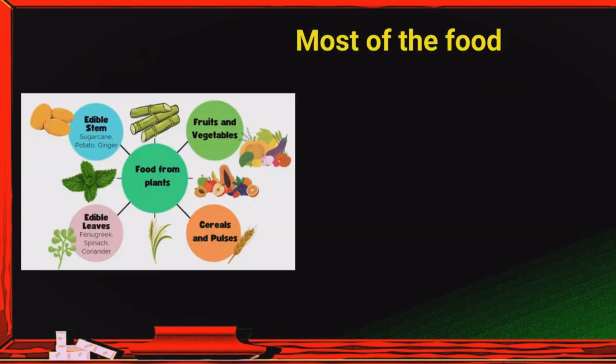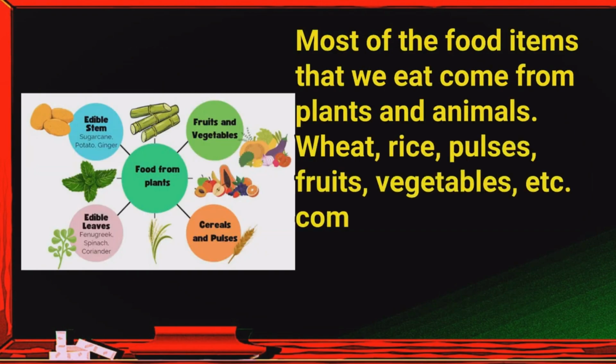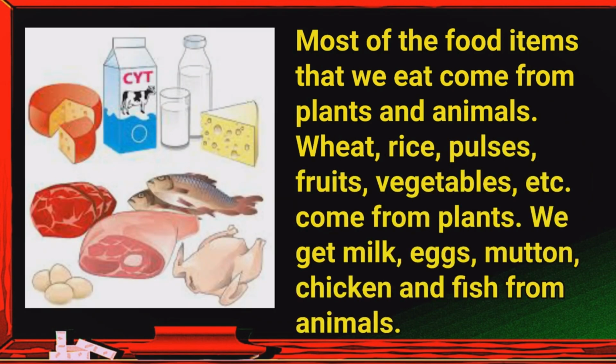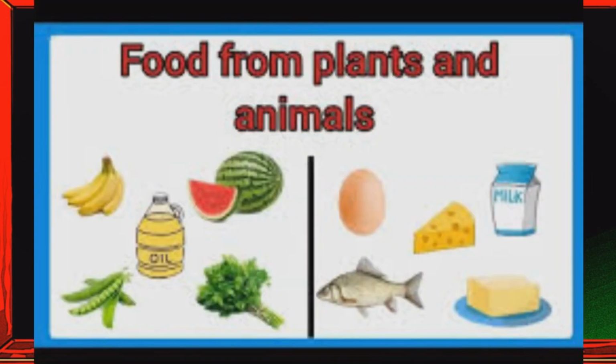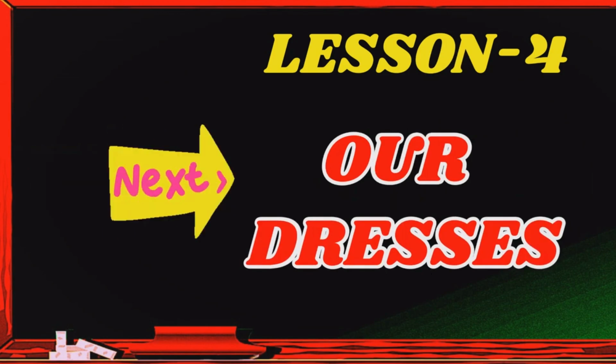Most of the food items that we eat come from plants and animals. Wheat, rice, pulses, fruits, vegetables, etc. come from plants. We get milk, eggs, mutton, chicken and fish from animals. So students, you all should remember these points for your coming examination. Next, we are going to discuss the important points of lesson 4. Our dresses. So let's revise the important facts about this lesson, which is very very important for your coming exam.